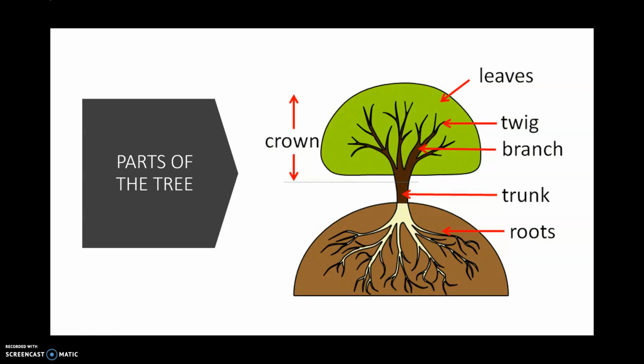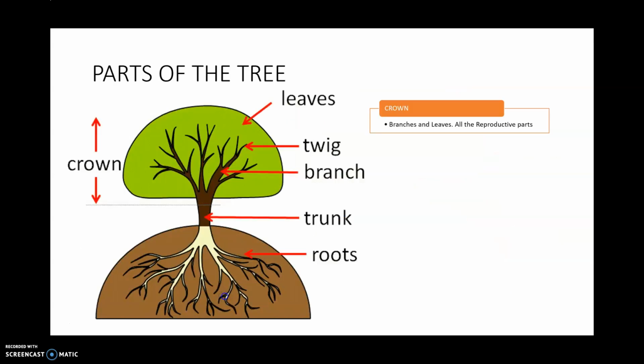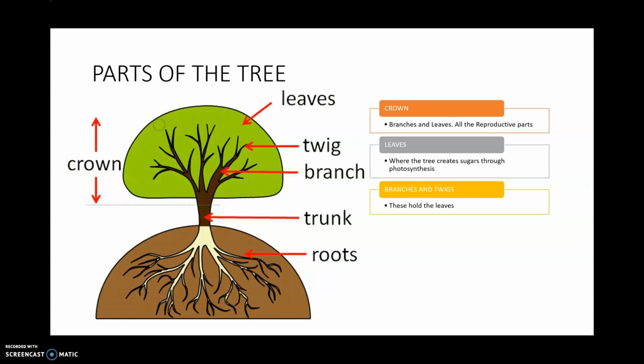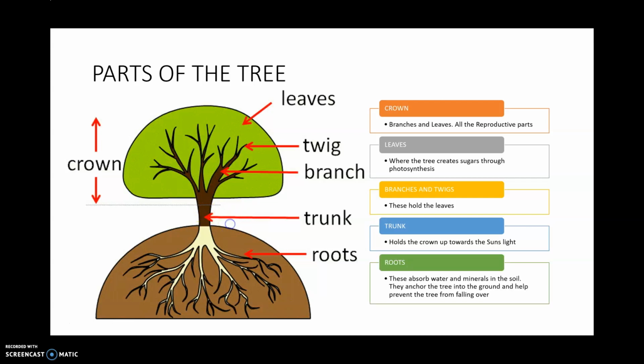So here we have now parts of the tree. We're starting off with the crown. The crown is all of the branches and the leaves, i.e. all of the reproductive parts of the tree. The leaves, where the tree creates the sugars through photosynthesis that we covered a second ago. The branches and twigs hold on to the leaves. The trunk here holds the crown up towards the sunlight, and the roots absorb water and minerals in the soil. They also anchor the tree into the ground and help prevent the tree from falling over.